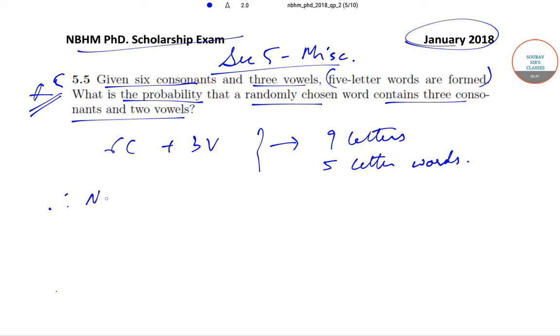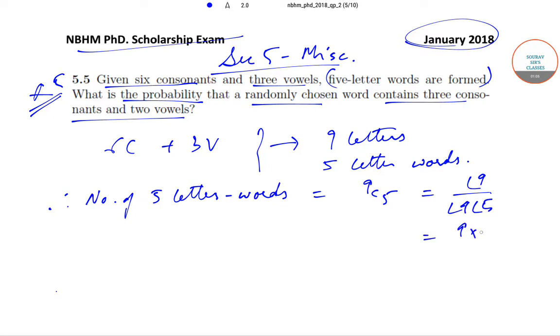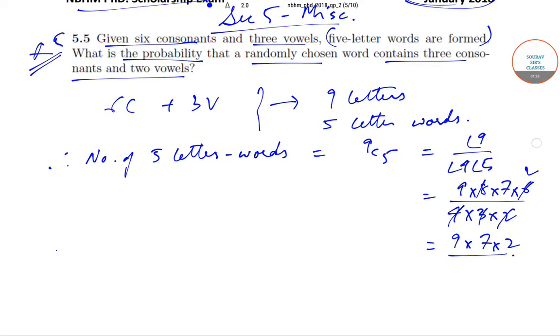Therefore the number of 5 letter words that can be formed from 9 letters will be basically equal to 9C5, and this will be equal to factorial 9 by factorial 4 by factorial 5. So this will be equal to 9 into 8 into 7 into 6 divided by 4 into 3 into 2. This 4 and 2 will cancel out with 8, and 3 will cancel out, and this will be 2, and therefore this will come out to 9 into 7 into 2. This is the answer for 9C5. Now let's move on to the next part.